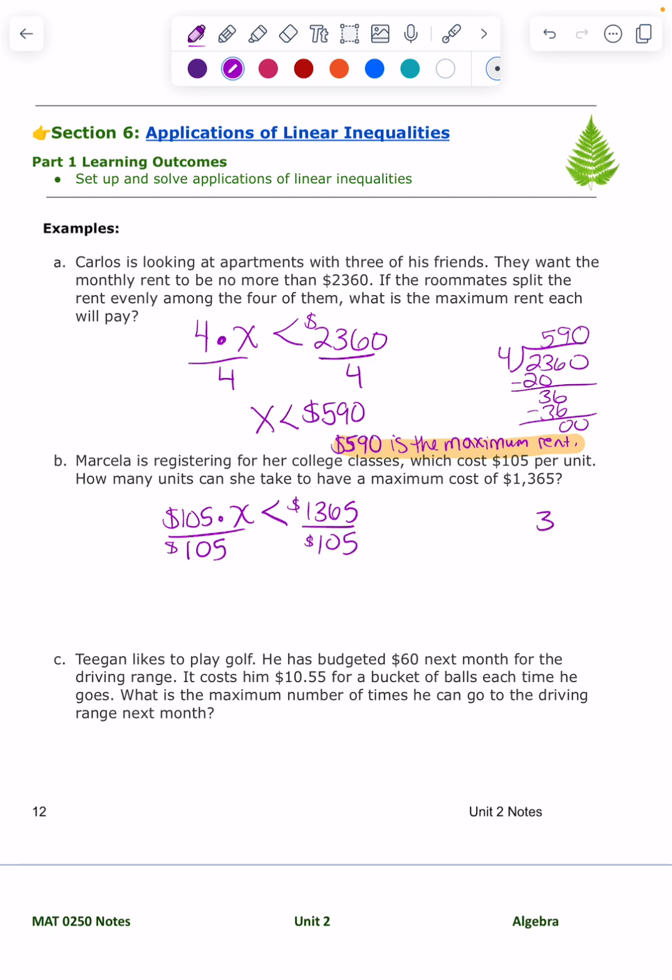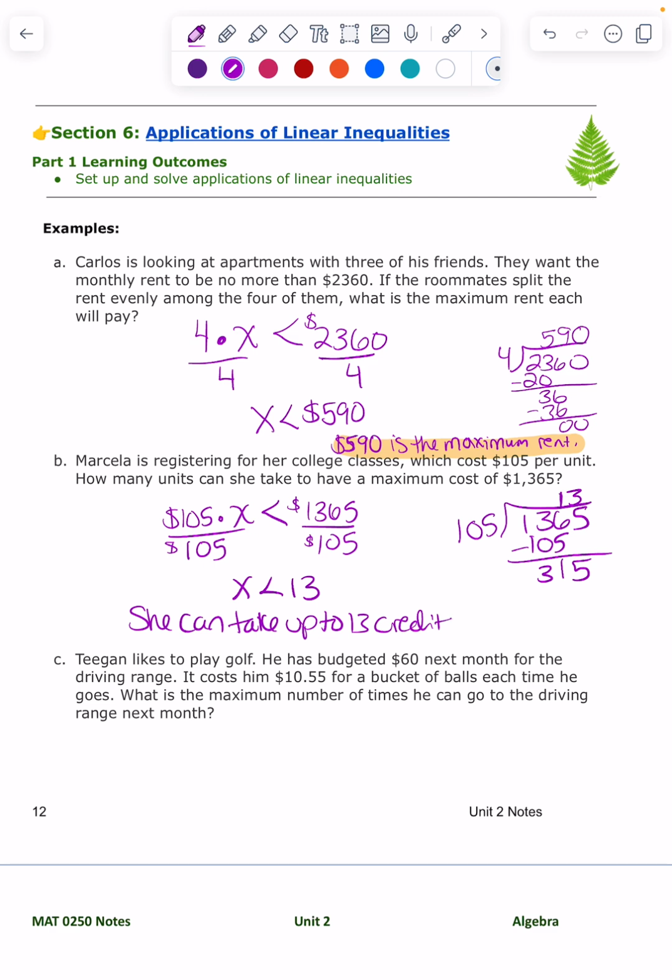Again, I'm going to have to do the long division because I don't know what that is off the top of my head. 105 goes into 136 one time. So if we subtract 105 from that, I get 31. Bring down the 5. I'm guessing that goes in 3 times. Yeah, so it's an even 13. So X has to be 13. She can take up to 13 credits. Right? Word problem, word answer. And it makes sense. That's a reasonable amount.